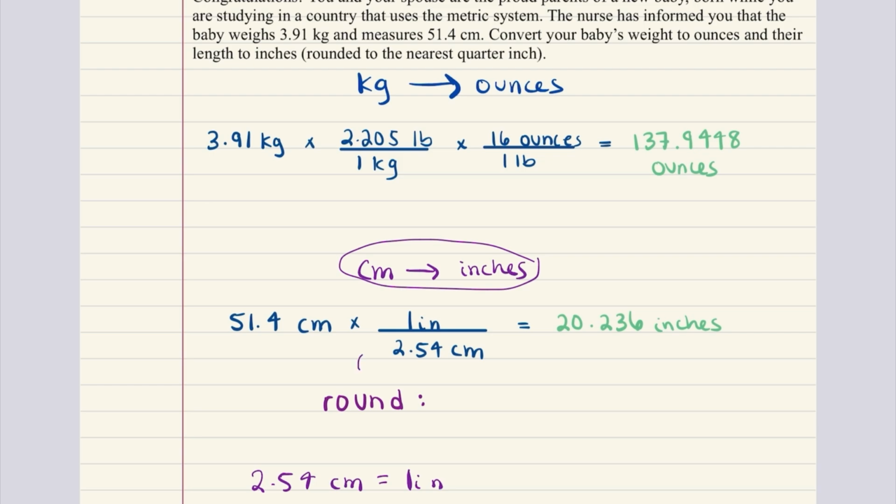We can put centimeters in the denominator, inches in the numerator. This way our centimeter units cancel out, okay? And then all we have left is units of inches. We can just carry out this mathematical operation to get 20.236 inches. Now they want you to round to the nearest quarter inch, so this can be rounded to 20.25 inches. Okay, so that's the first unit conversion they want to do.